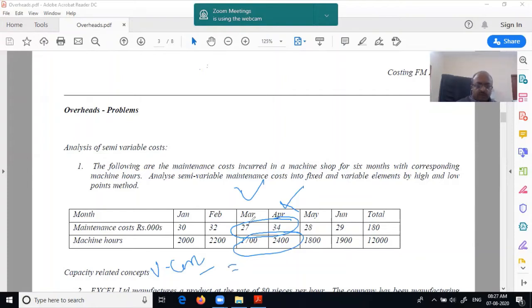Once you get variable cost, you can put it in any of them. You will find out the fixed cost. I wanted to find out the fixed cost. That is what the idea is. And then we will segregate it in a tabular form. So that is the problem that you need to do.